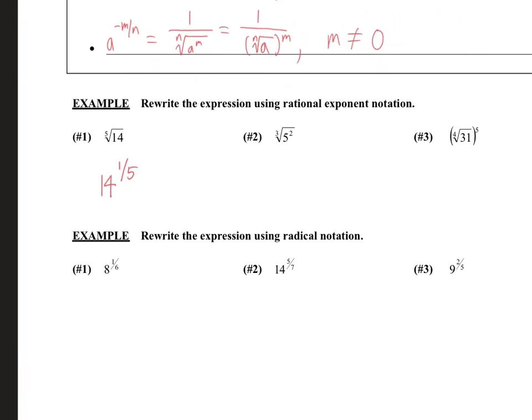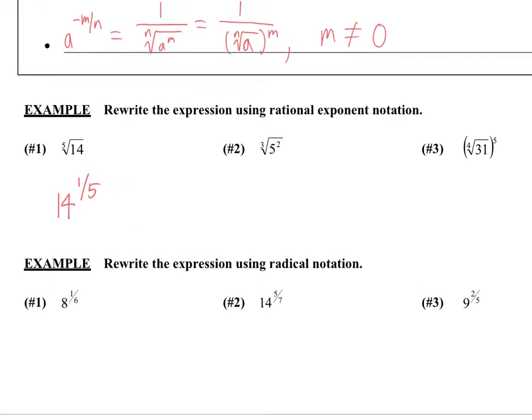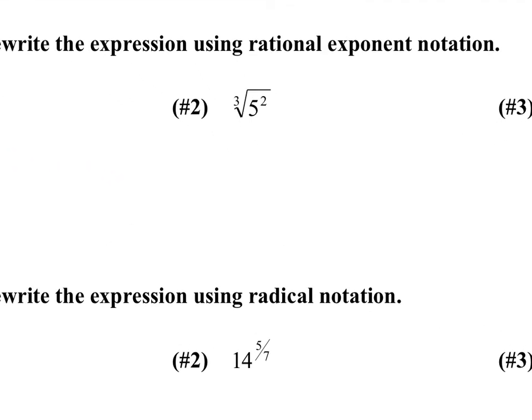All right, why don't you go ahead and see if you can try the other two, 2 and 3, on your own. Give it a try. All right, sounds good. Let's give it a try here. So we have the cube root of 5 squared. The exponent goes on top, and the cube root is going to be the denominator of the rational exponent. So the cube root of 5 squared is the same thing as 5 to the 2/3 power.